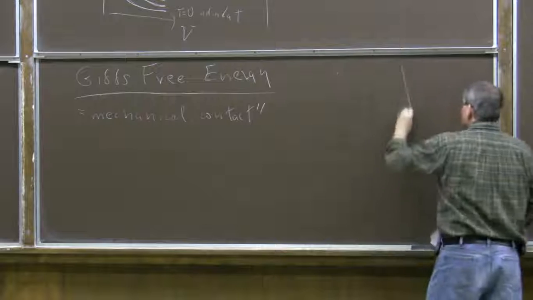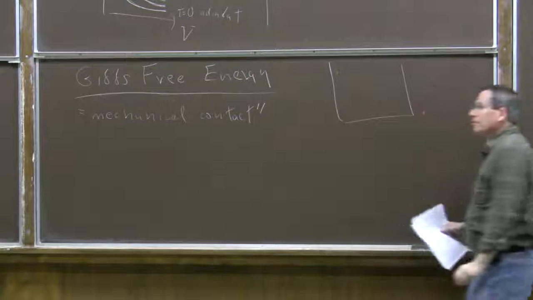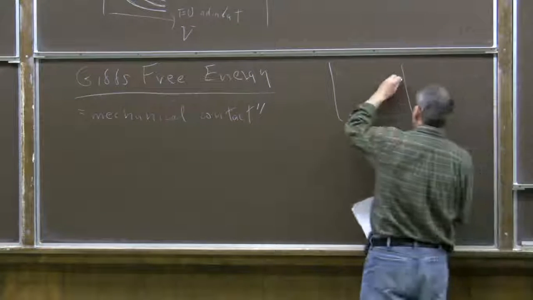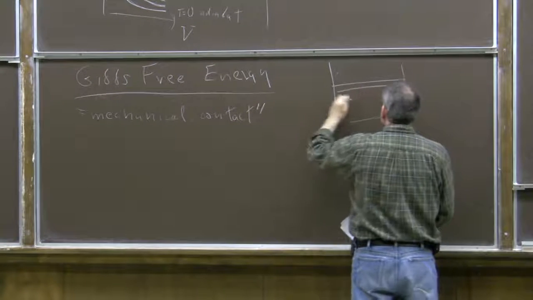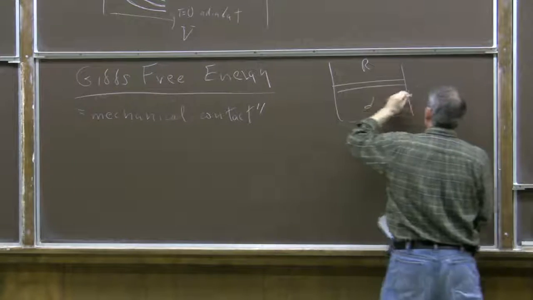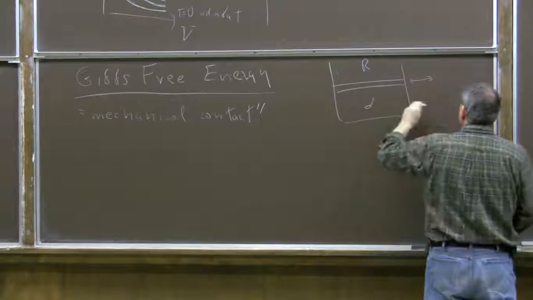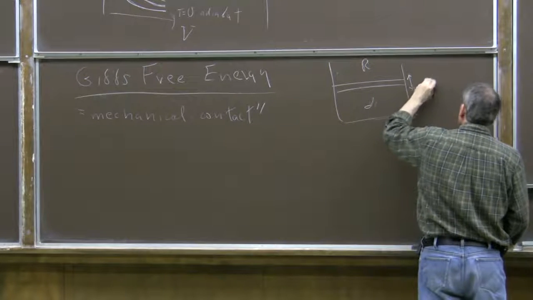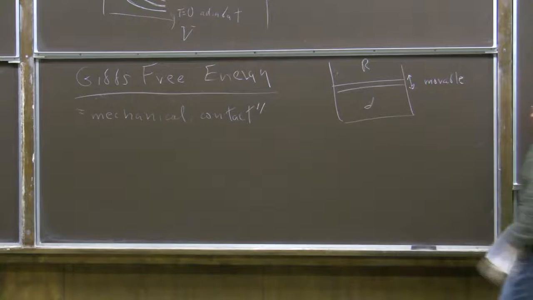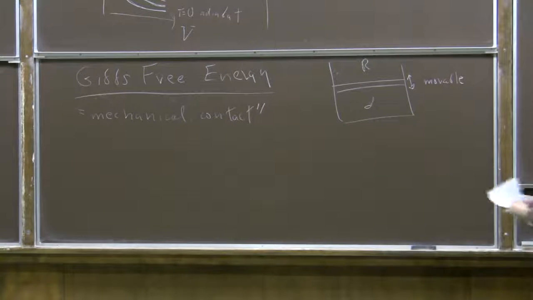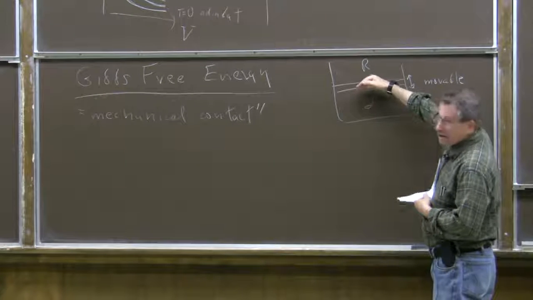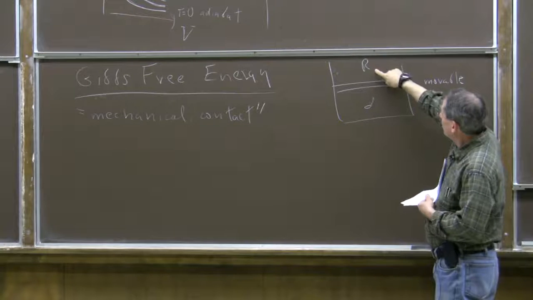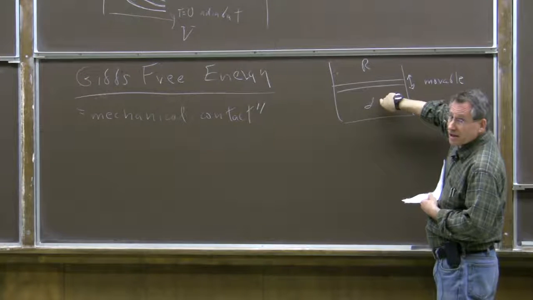And by that I mean that there's some volume shared by the system and a reservoir, or potentially by two systems, but let's consider a system and a reservoir. Here there's some movable boundary between system and reservoir. It can go up or down. When it goes up or down, the system volume can change. It can increase or decrease. But the sum of the system and reservoir volume stays fixed.